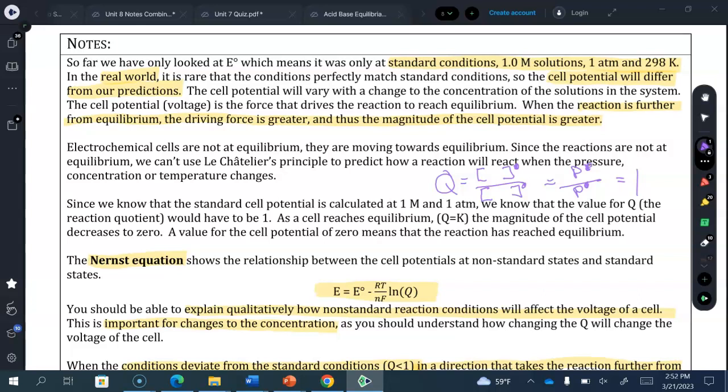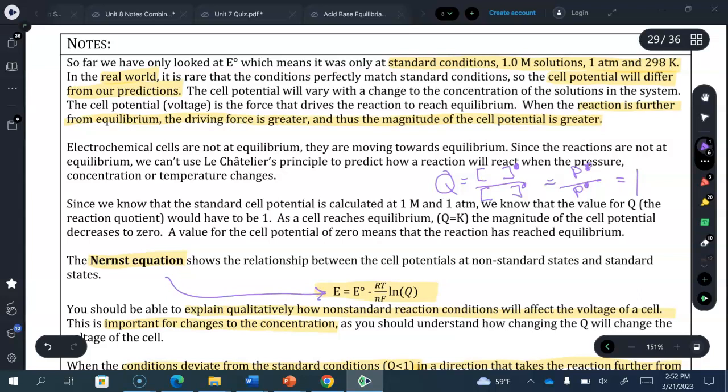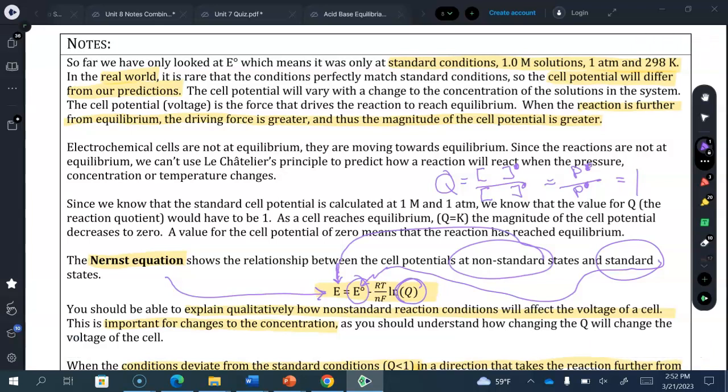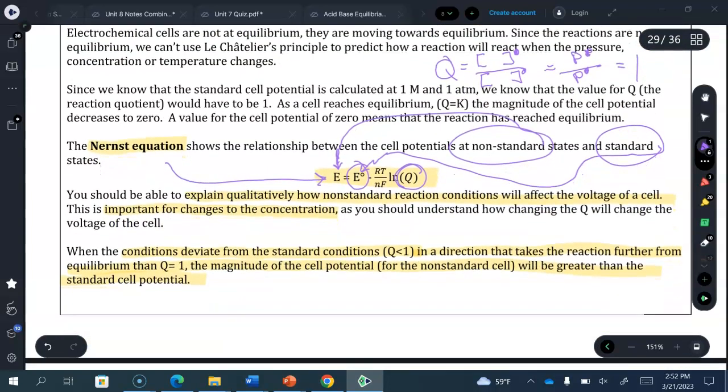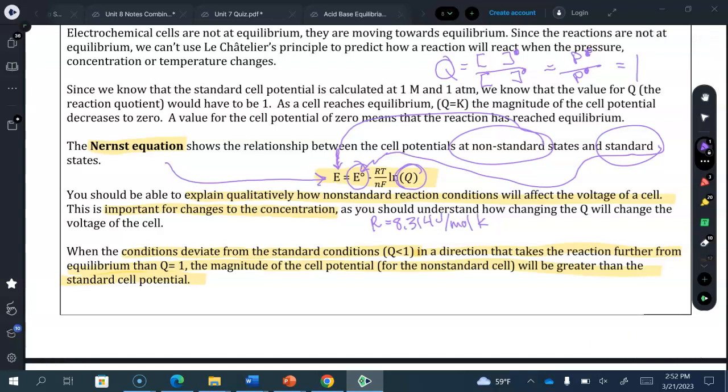The Nernst equation, which is this bad boy, shows the relationship between the cell potentials at non-standard states, so this is non-standard, and the standard state, which is this one. That's what this little 0 sign means. This is standard, and then non-standard is this guy. Okay, and notice how Q is going to help with that. In this case, the R is 8.314 joules per mole Kelvin, because we're talking about cell potentials, which utilizes energy. The rest of those we've covered recently.